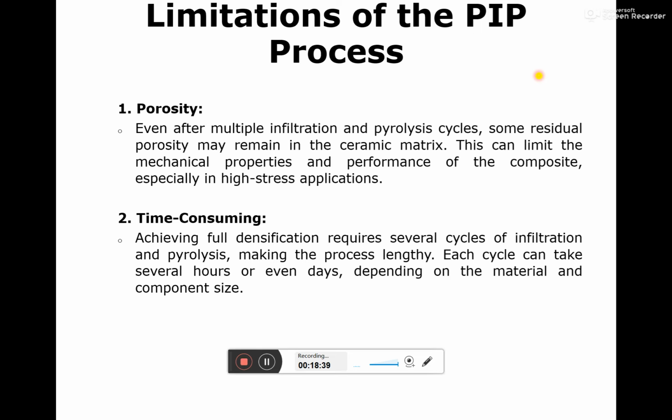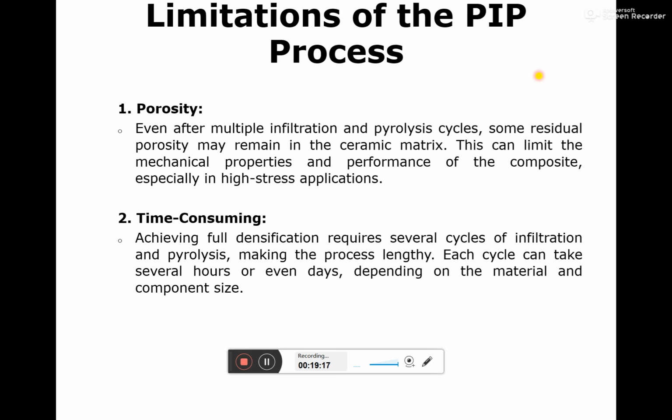And coming to the limitations, even after performing 4 to 6 or 8 cycles, some residual porosity may remain in the ceramic matrix. That is the disadvantage. It is because in this PIP process you are performing infiltration and pyrolysis multiple times, 4 times or 6 times or 8 times or 10 times, to achieve densified objects. Due to that, it will take a high amount of time. That is a time consuming process.